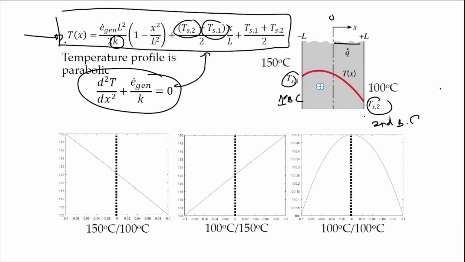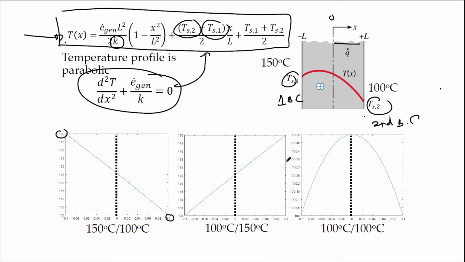Okay, so assuming that we have a value of heat generation, E gen, and then our left wall is 150 degrees C, and our right wall is 100 degrees C. If you plug in all the values in here, this is the line that you will get. 150 on your left hand side, and 100 at your right hand side. Even though you have heat generation, it doesn't really show significant changes because this is a linear equation. You have a straight line.